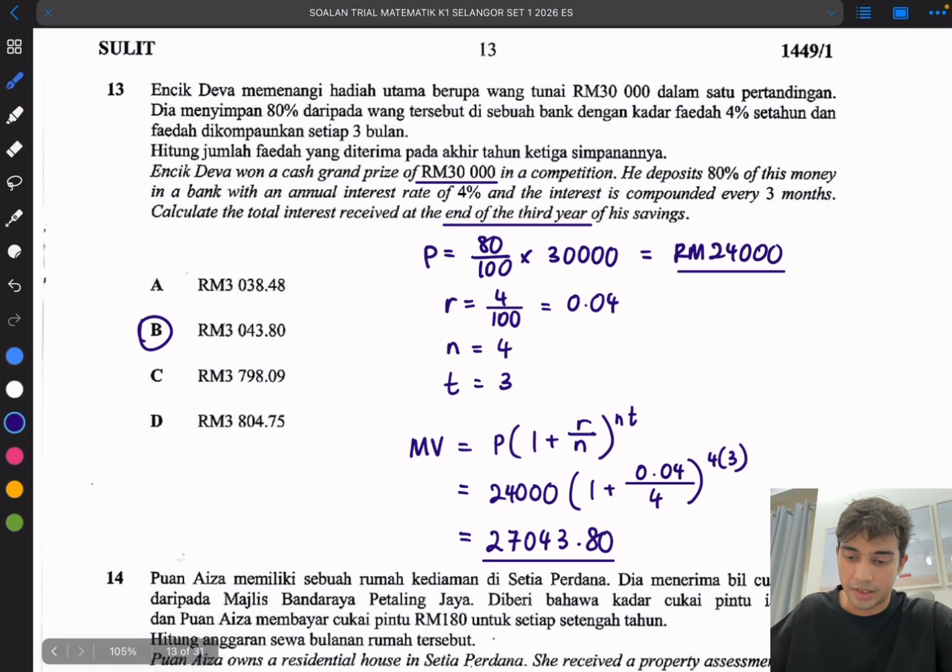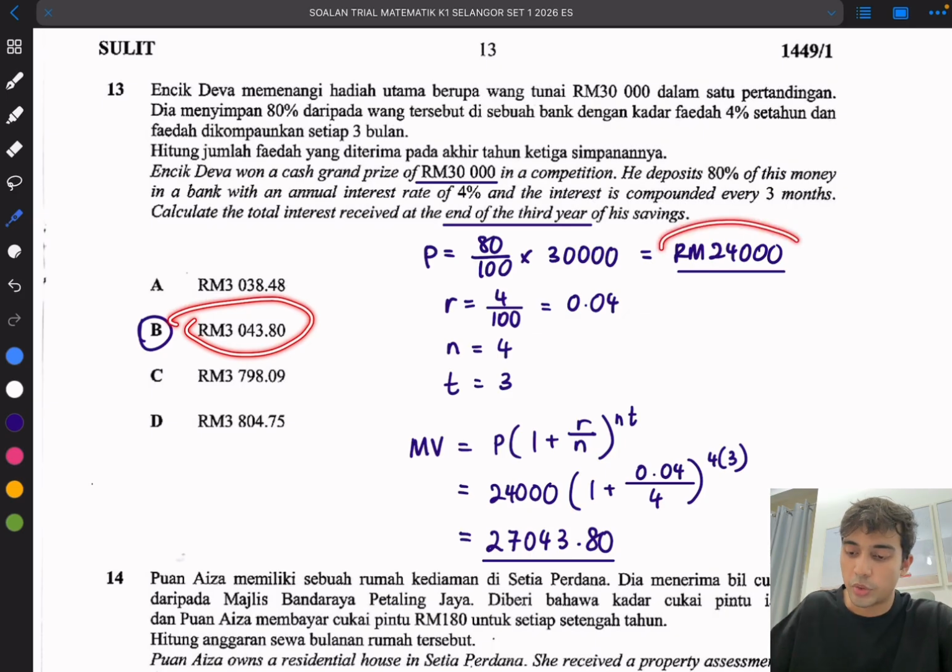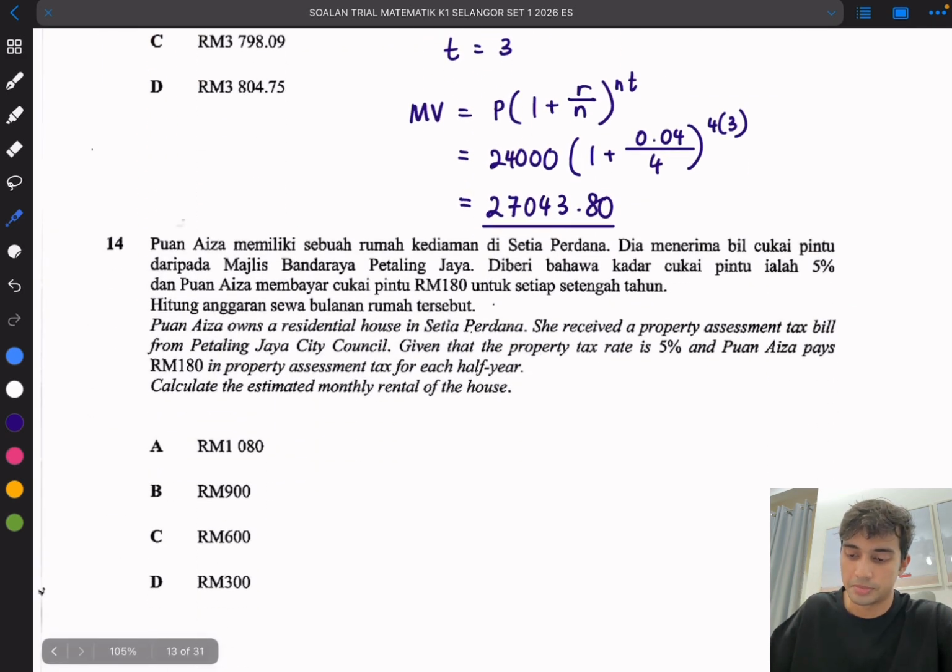Okay, that's the faida, the interest lah. So this is basically free money. Okay, so he put 24,000. After 3 years, he gets 3,000 extra. Not bad lah. Okay, quite good.